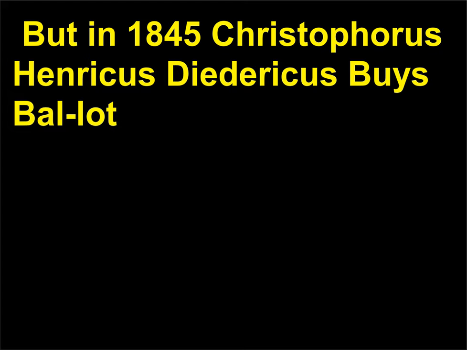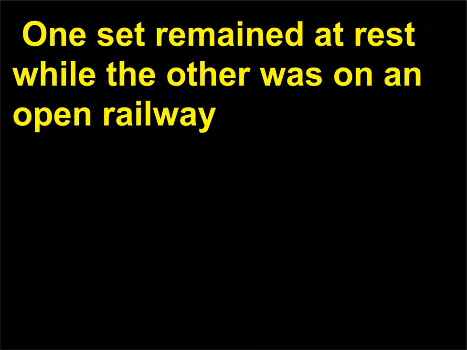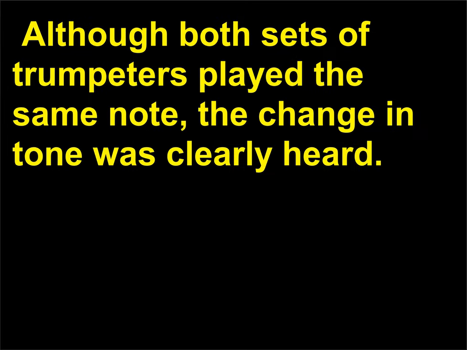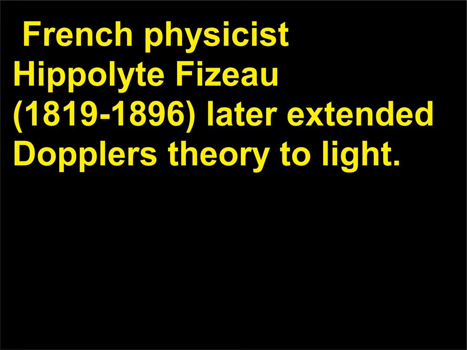But in 1845 Christophorus Henricus Diedericus Buys Ballot, 1817-1890, set up an experiment using two sets of trumpeters. One set remained at rest while the other was on an open railway car traveling at the then fantastic speed of 40 miles per hour. Although both sets of trumpeters played the same note, the change in tone was clearly heard. Doppler later extended his theory to the case when both sound source and observer were moving. French physicist Hippolyte Fizeau, 1819-1896, later extended Doppler's theory to light.